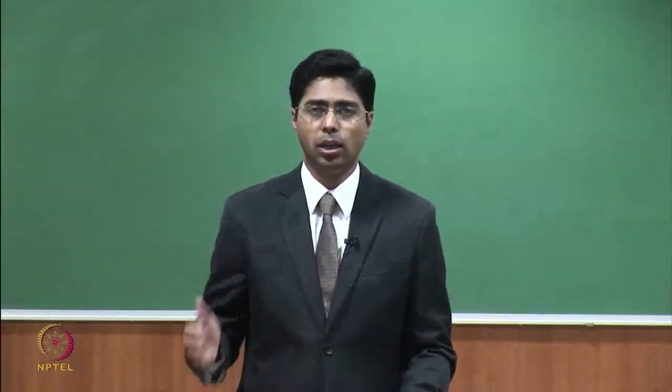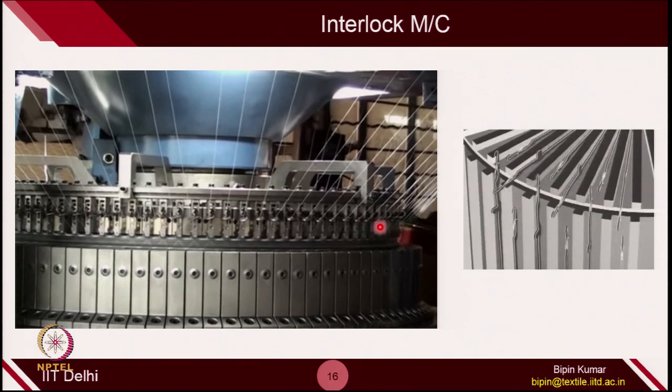So if you look at the interlock machine, it will again have two different beds. One is the cylinder and the other one is the dial. So naturally the names of these two beds remain the same compared to the rib knitting machine. The only difference is the placement of needles and the type of needles used in interlock machines. Here you can see there are multiple cam boxes placed on the cylinder bed. You can count how many cams are there. This actually has 36 feeders. So you can imagine there are 36 cam boxes placed on a big cylinder.